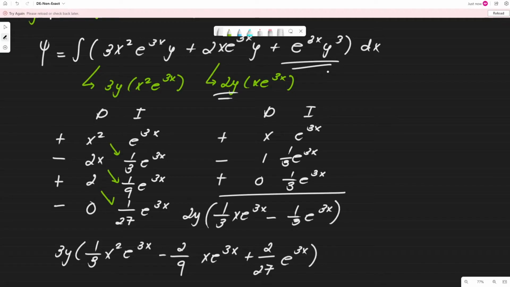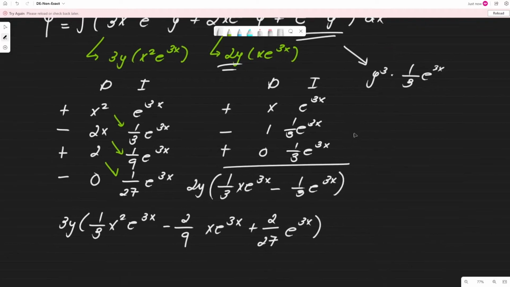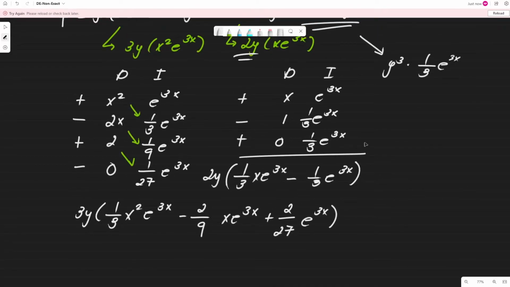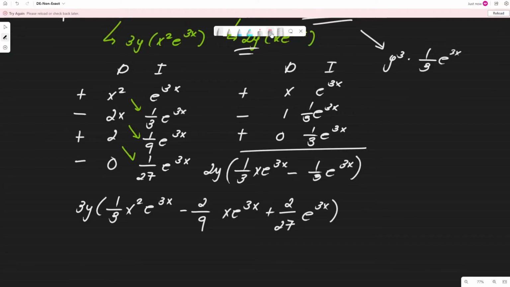So, just add, ito pala, I forgot to include this one. This is y cubed times 1/3 e raised to 3x. Yan yung kanyang antiderivative. So, adding all the terms. Oh, sorry, this is not 1/3, this is 1/9.